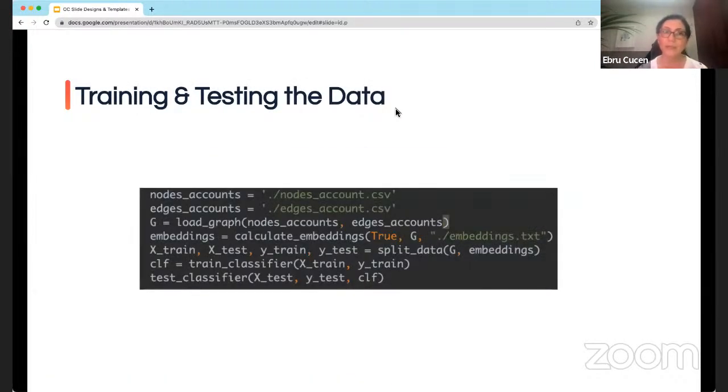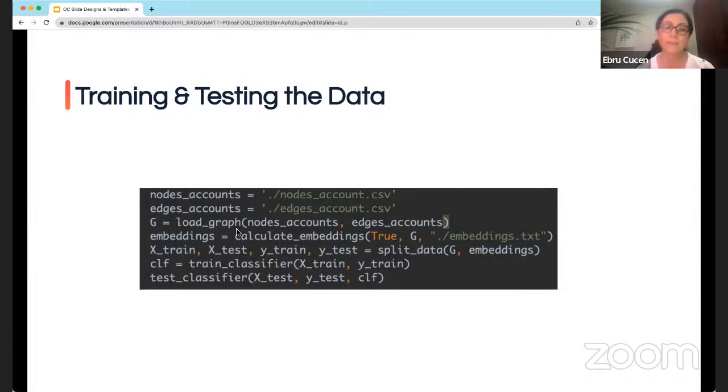So if we go to training and testing the data, we have the nodes account CSV. It's how we ingested the first picture I have shown for the account data. We may add more attributes depending on the case. I have just included the names, but we could have added more edges or nodes. And in the edges account, I have just included the source, target and the weight score, how many relationships they had. We will load the graph.